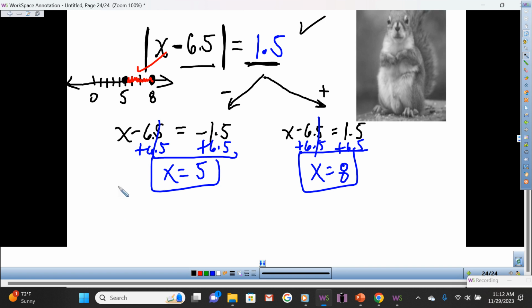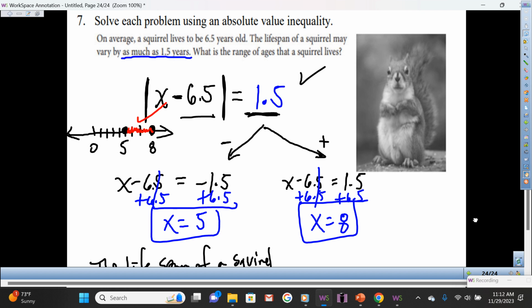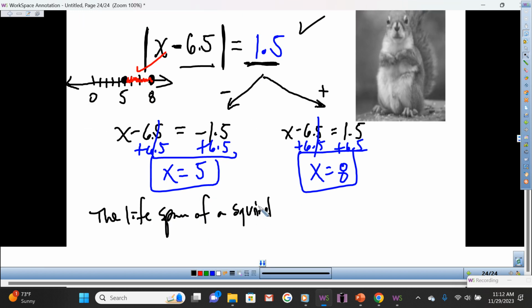So I'm going to start, since this is a word problem, you need to give me a sentence at the end. The lifespan of a squirrel, that's how you spell squirrel? Squirrel, 2 R's. All right, is, what is the inequality? Martin, pass someone. Hands, if you agree with that? That is correct. From 5 all the way to 8. At the end, just write 10Q.